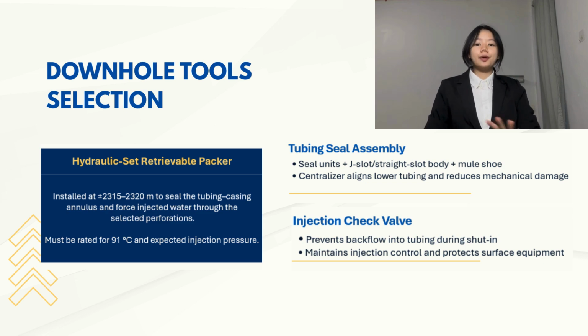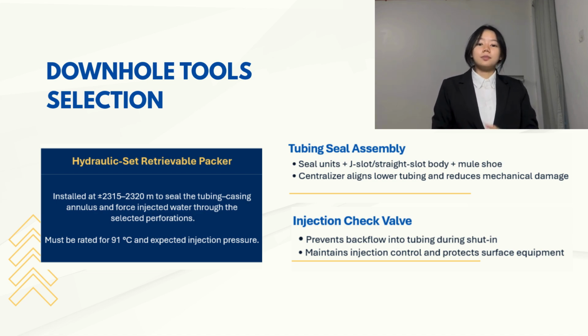Hydraulic set retrievable packers. It is installed at approximately 2,315 to 2,320 meters, just above the injection interval. The packer can seal the annulus between the tubing and the casing. Then this will force the injected water to flow through the tubing and enter the reservoir only through the selected perforations. It also protects the casing annulus from direct injection pressures and corrosive fluids.